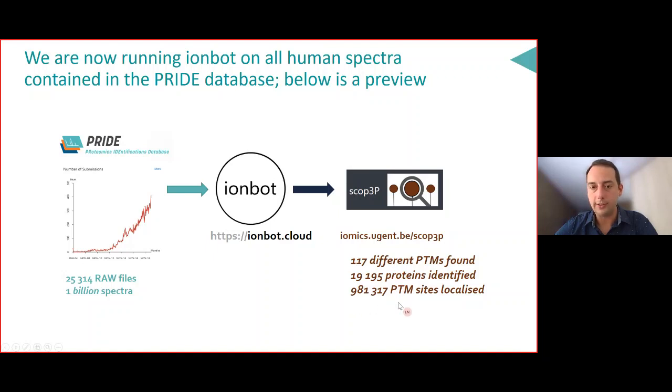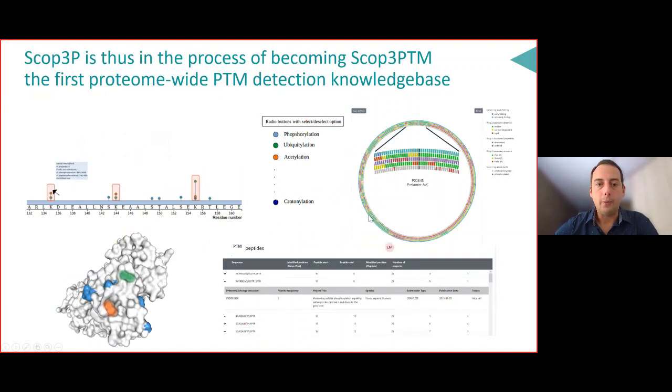PTM sites localized. Now, with that information, the idea is to build a system that does more than phosphorylation. So Scope 3P is out there and it does phosphorylation, but we can actually make it do all these other kinds of modifications as well. This is an actual system running in my group, but the problem is it's a prototype, which you can see because they misspelled phosphorylation. That would probably not make it to the final release.